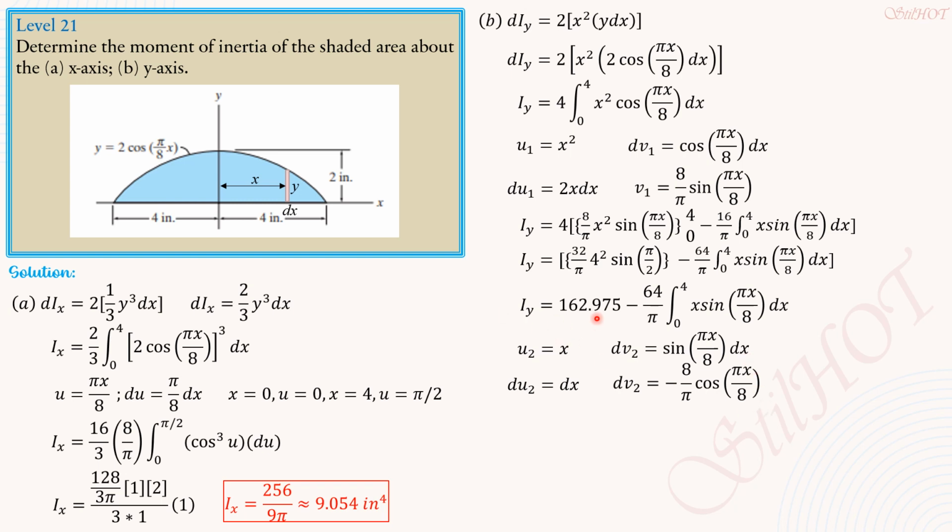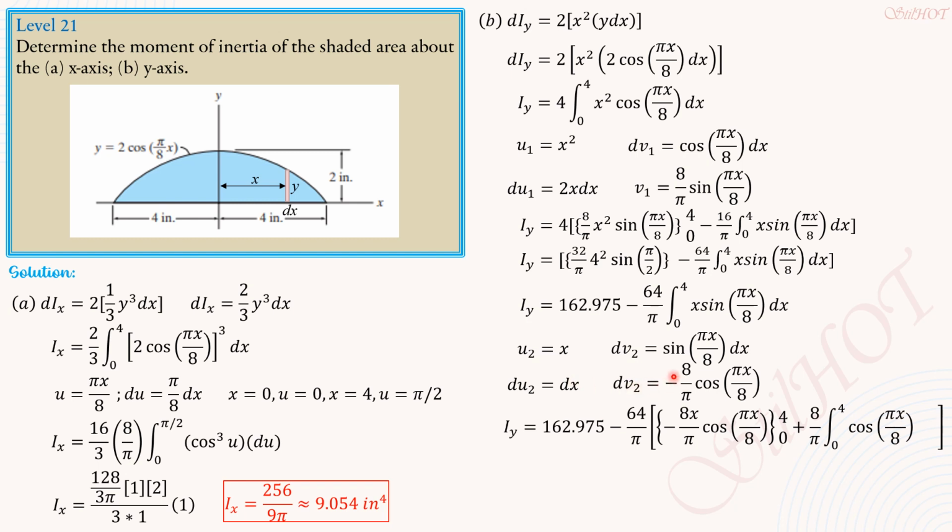So Iy is 162.975 minus 64 over pi, quantity negative 8x over pi cosine of pi x over 8 from 0 to 4, then minus this product, so minus of negative 8 over pi, so that's why it's plus 8 over pi here, cosine of pi x over 8 dx.